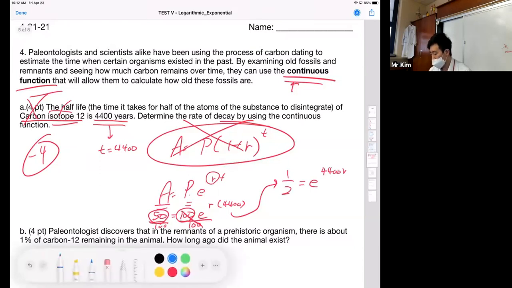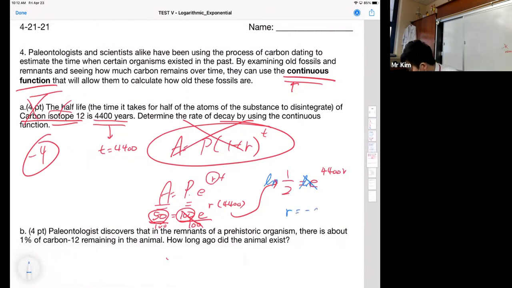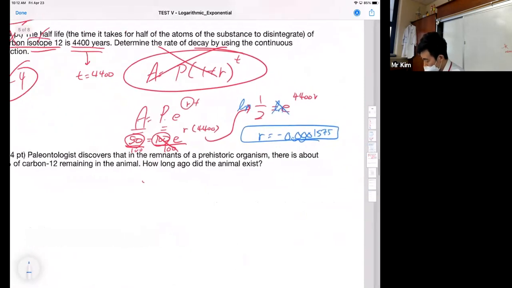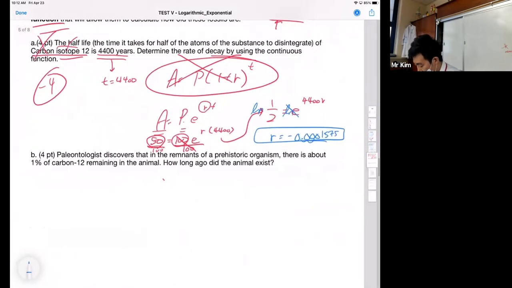You could just use natural log on both sides of the equation and then solve for R, which is supposed to be negative 0.0001575. That is what I got. That is the actual rate. So it's going to be less than 0.01% that the carbon is decaying per year. If your part A is wrong, we can't do part B nor part C.